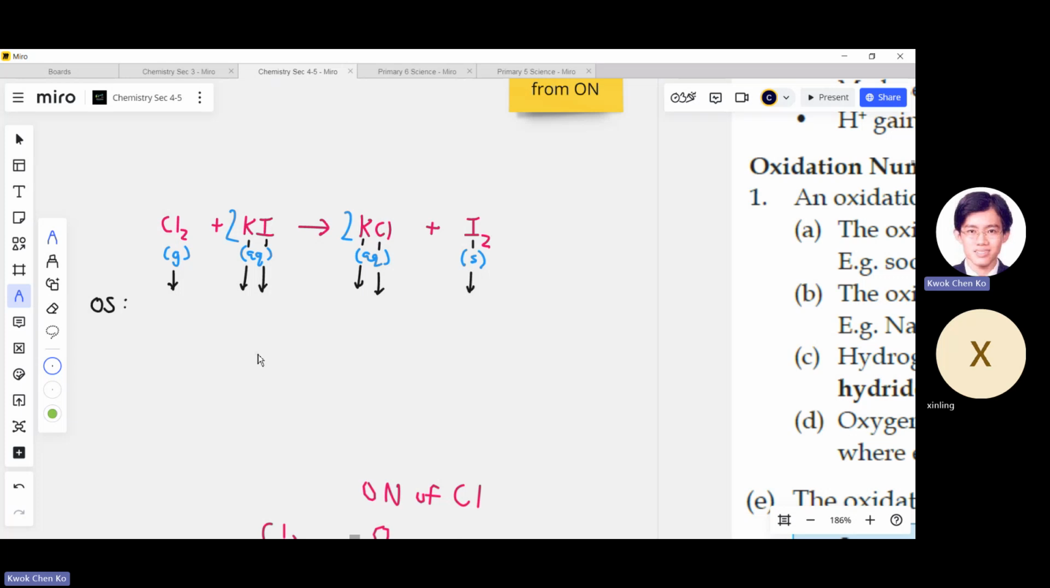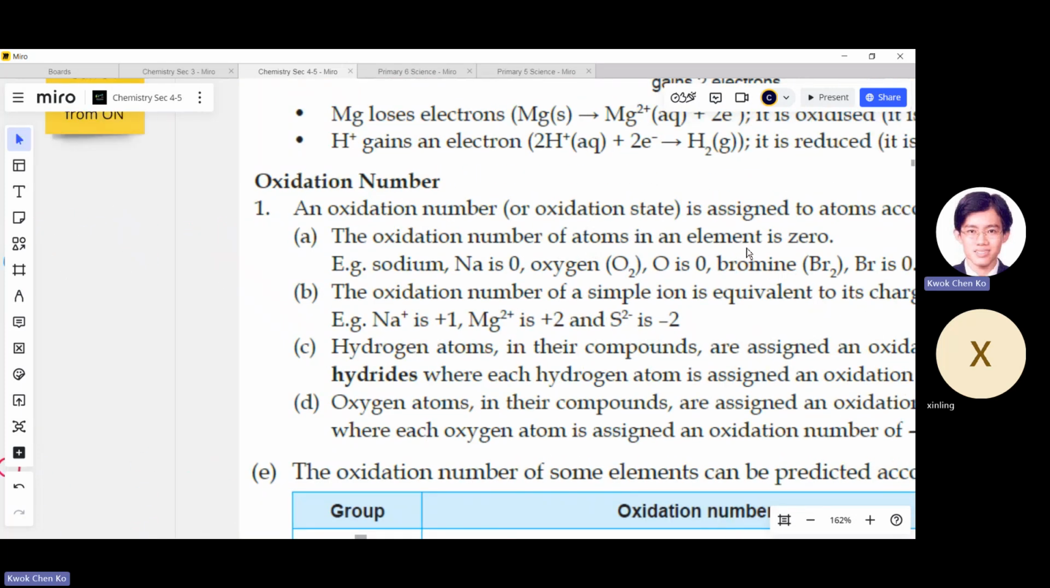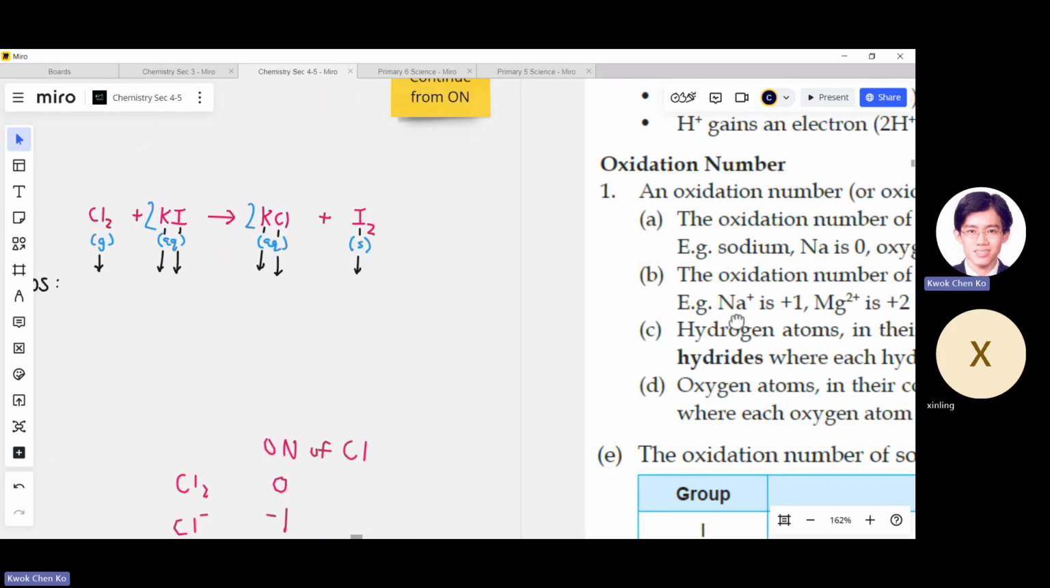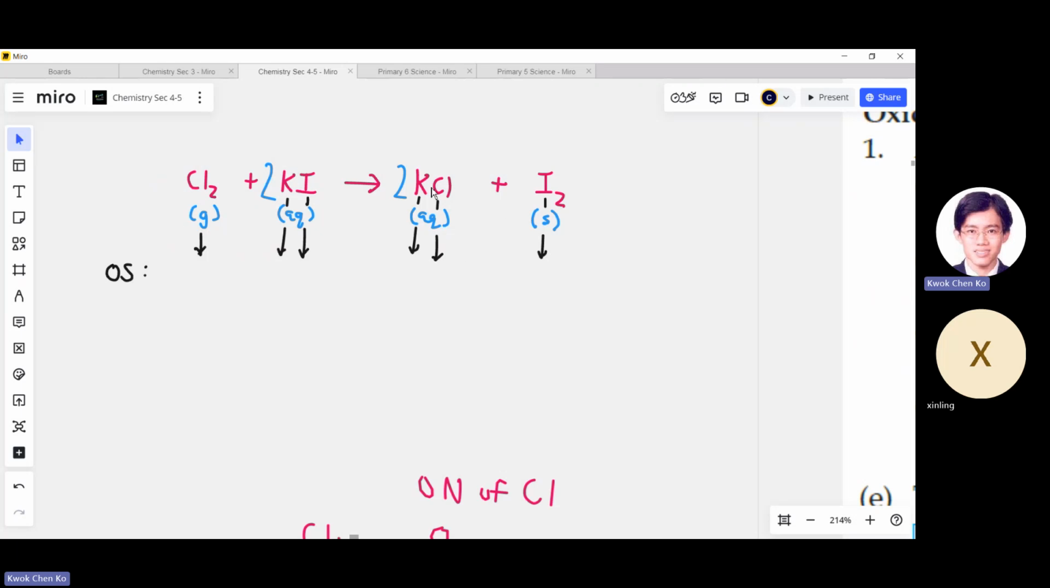Look at rule A. It says that oxidation number of atom in an element is 0. Do we have any element here? In here, do we? Any element? Okay. Cl2, chlorine, is an element. So I can immediately write 0. It's an element. This is a compound. This is a compound. This is, Michelle, element or compound? Yes. So I immediately write 0.